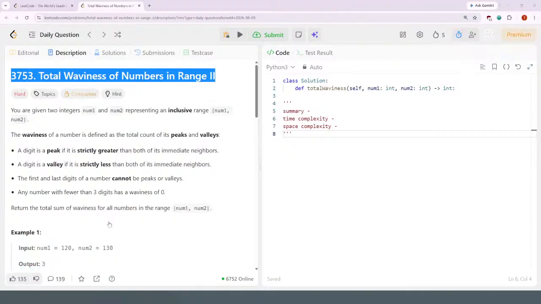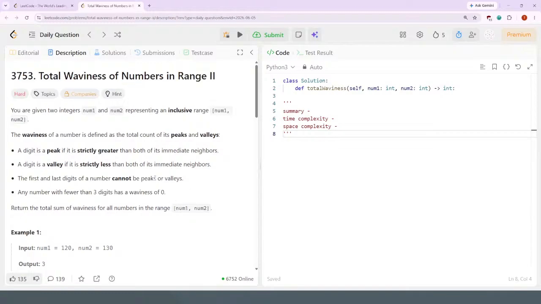Alrighty. So let's see how long I do this one. Hard, same as yesterday's, let's say, which was a medium that I kind of did not do.